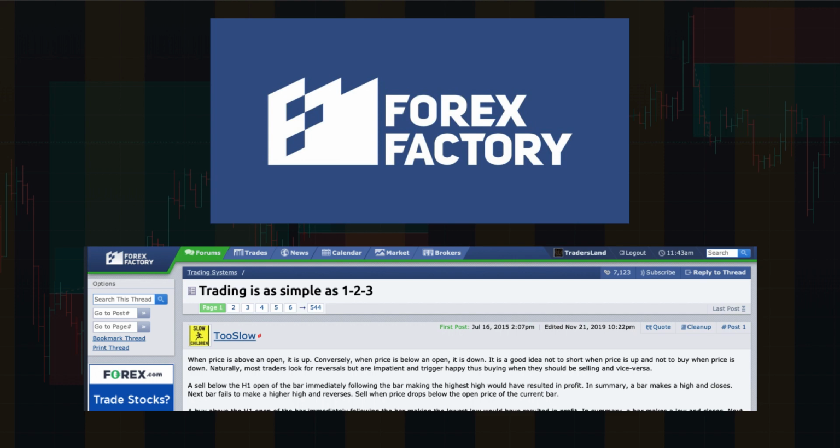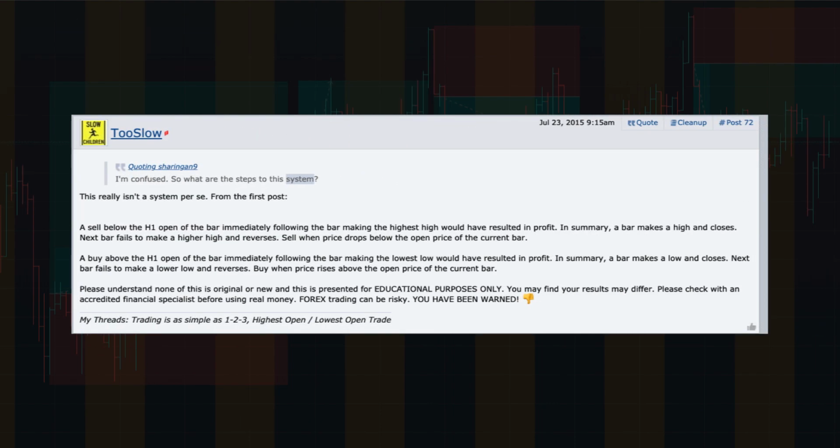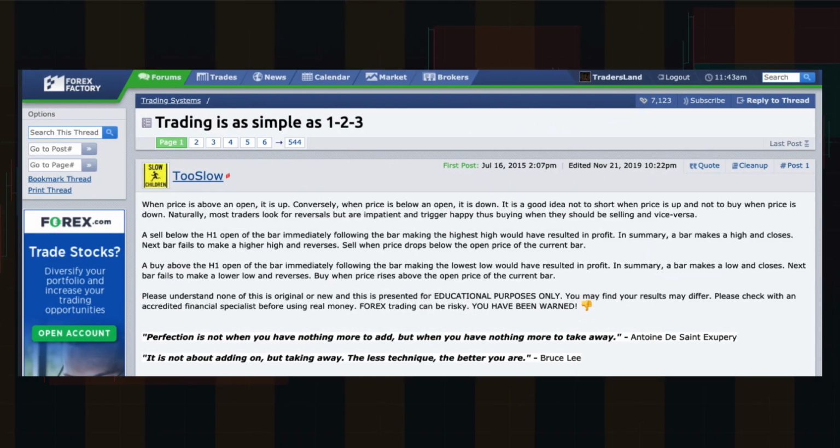Just a note before we begin, the poster of this system, Too Slow, notes that it is not a trading system per se. However, it is more of a method to get entries. What I did in this video is turn Too Slow's method into a complete trading system with rigid entry, stop loss, and take profit criteria.